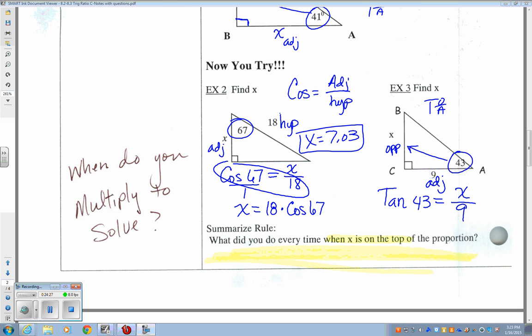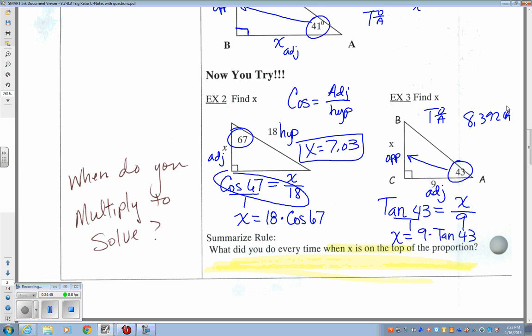Now, put it over 1. We're going to cross multiply. So basically, x is going to equal 9 times the tangent of 43. That's what we have to type into the calculator. 8.39264. All right. Again, we're going to round to the nearest hundredths. So if I round that to the nearest hundredth, what would that end up being? Approximately 8.39, right?